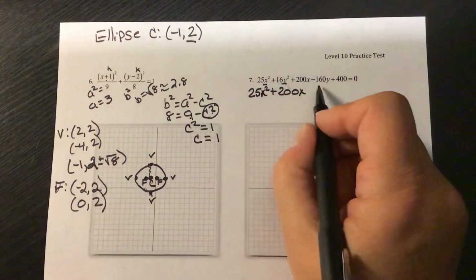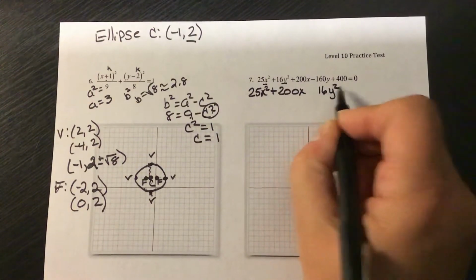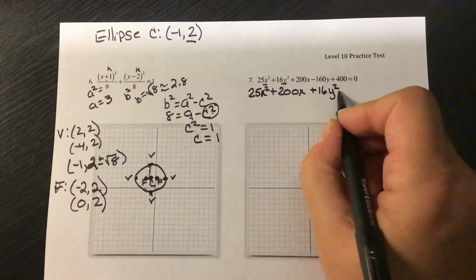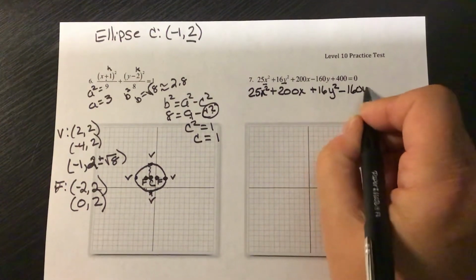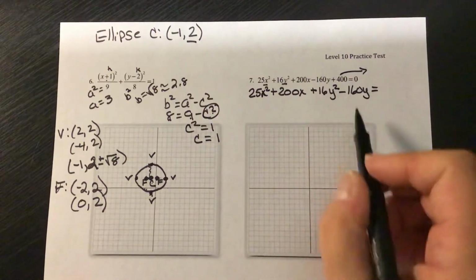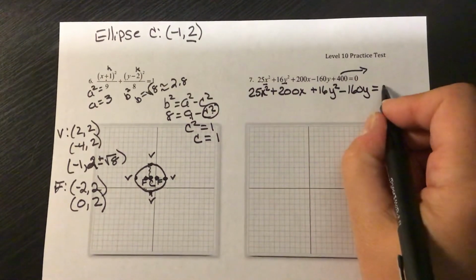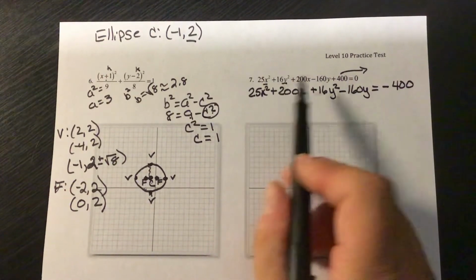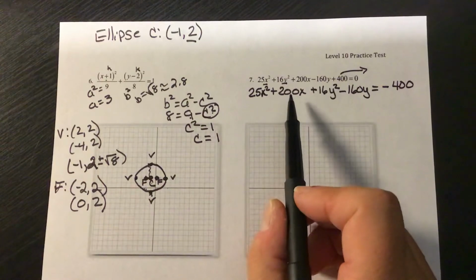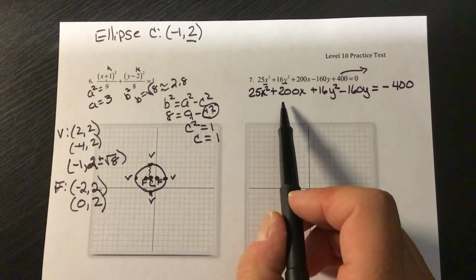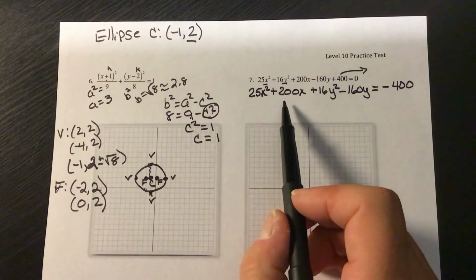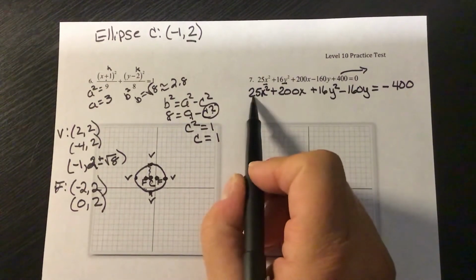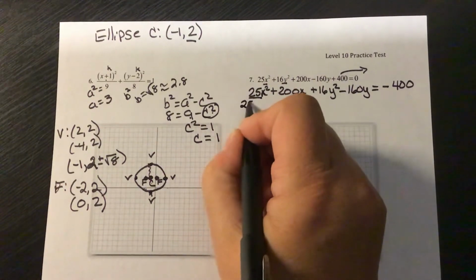And then I'm going to put 16y squared, and that's positive 16y squared minus 160y equals, and I'm going to send this number to the other side, so that would be minus 400. For each of these, I'm going to complete the square, and that's going to tell us where the shift is going to occur for the center. But before I complete the square with the x's, I'm going to factor out a 25.